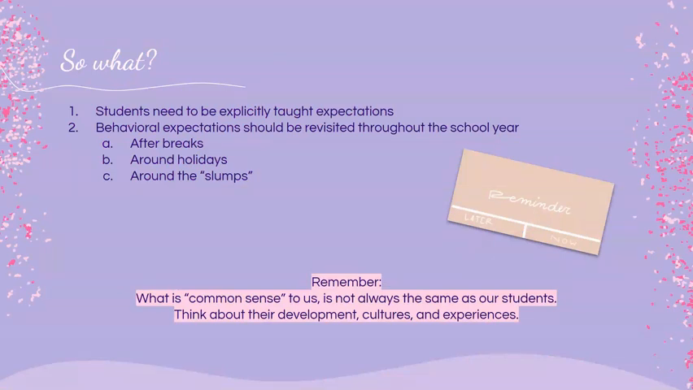they don't necessarily always have that common sense that we think that they should. So, good places for us to revisit these expectations are after breaks: the winter break, fall break, spring break, even just a 1 day break. It's a good idea to go over those expectations around the holidays and around those slumps that come up during the year, like the October slump or the spring slump around March and April.